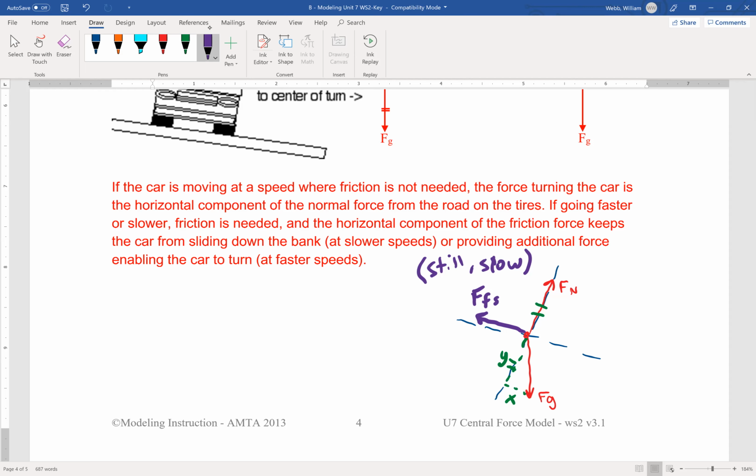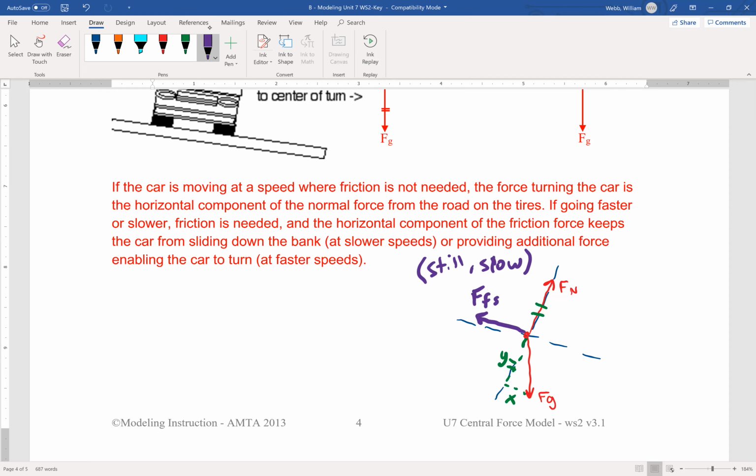It's possible that they're going at that perfect Goldilocks speed where they don't need friction. And that is often what the question asks about on AP exams. What is the velocity where friction wouldn't be required? And you're basically just finding out the velocity where the centripetal force is that X component of the weight.